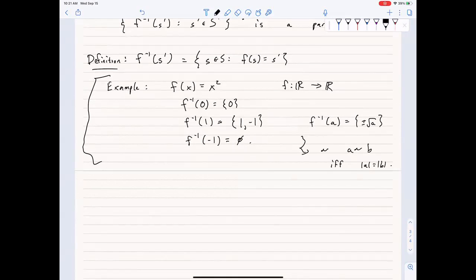Question? Okay. All right, guys, so look over this section on partitions and equivalence relations. We're going to apply this to groups and talk about quotient groups next time.